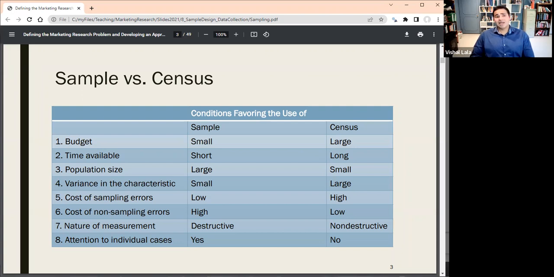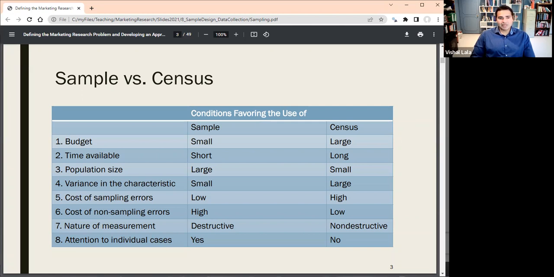The question often asked is whether I should use a sample or census. In almost all cases, the choice is to rely on a sample. Reasons for these are manifold, but let's just review a few of the considerations. When your budget is small, you want to consider using a sample because it's going to cost more money to gather data from everybody. If time available is short, again, sample is preferred.